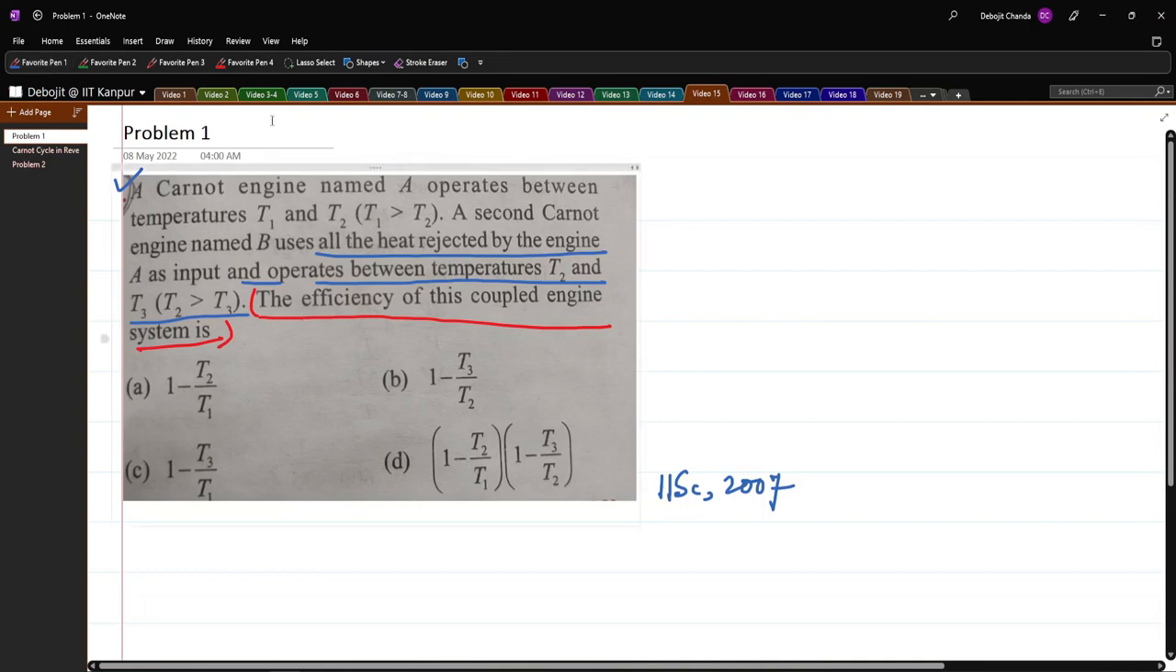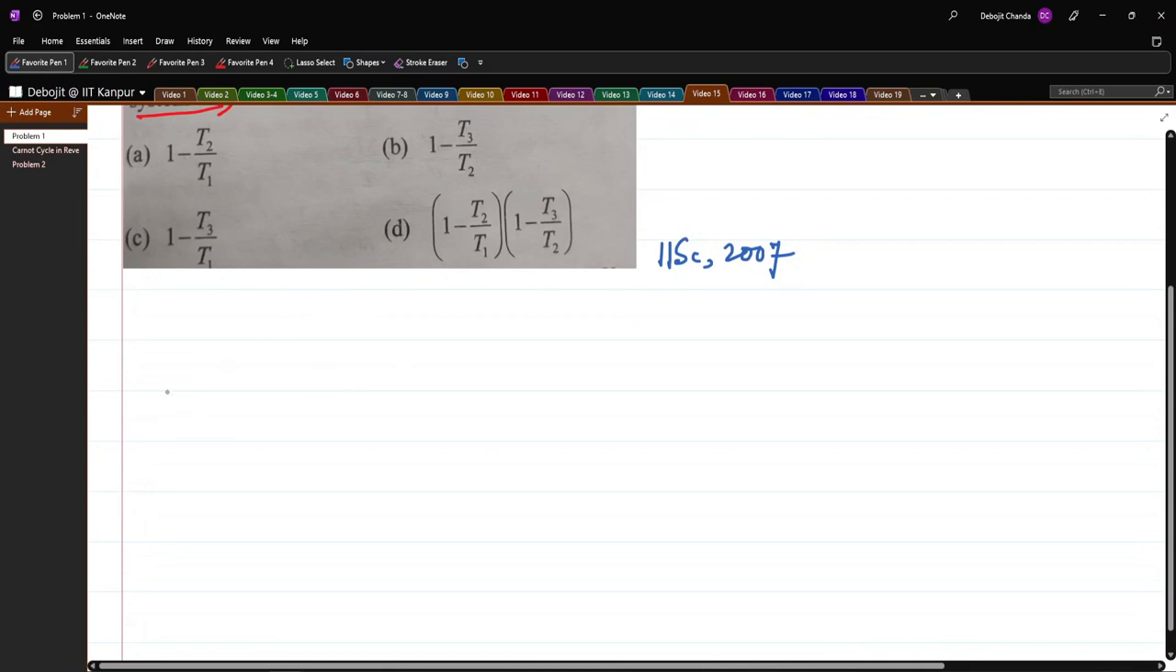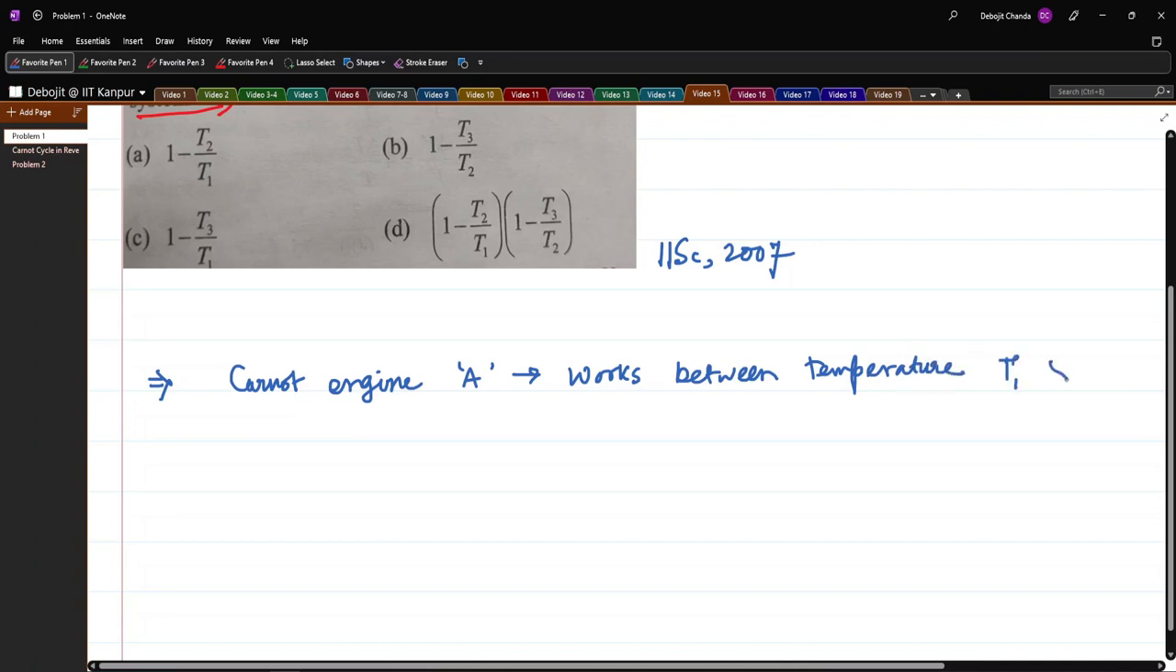Okay, so let us proceed with the problem. Let me first write out what they have given here. Carnot engine A works between temperature T1 and T2, where T1 is greater than T2. So this is the heat source and this is the sink. So T1 is the temperature of the source and T2 is the temperature of the sink.